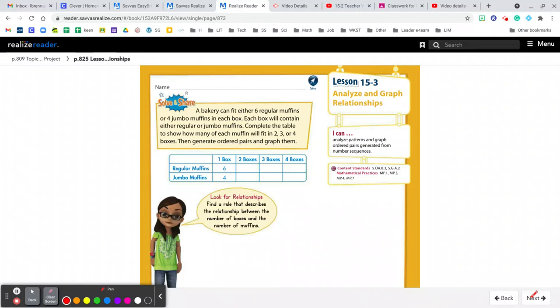And our relationship, we can describe the relationship between the muffins. The number of jumbo muffins is 2/3 the number of regular muffins, is a good way to put it.